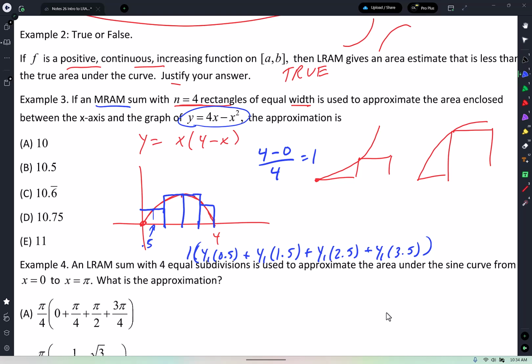Same thing for this one. It's symmetric on y equals 2, so this should have the same value as this. I'm using 3.5 to figure out the height of that. I'm plugging 3.5 into the equation to figure out the y value.